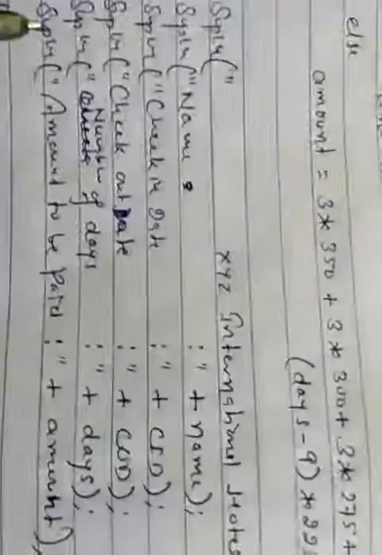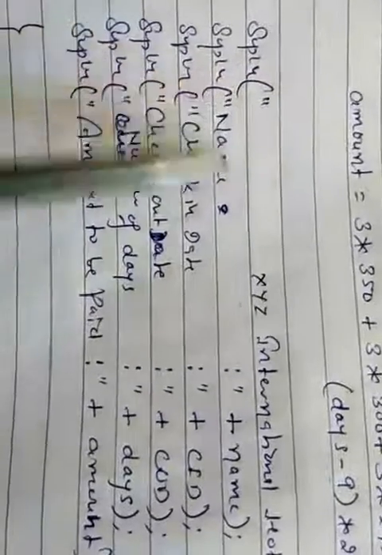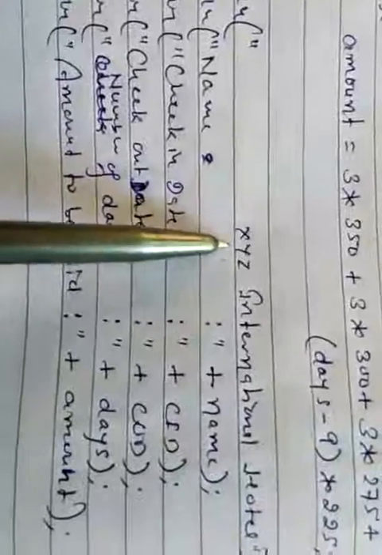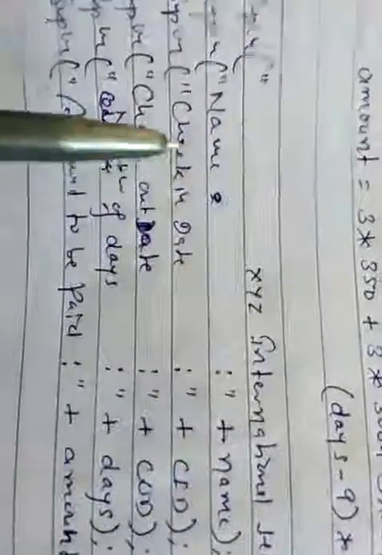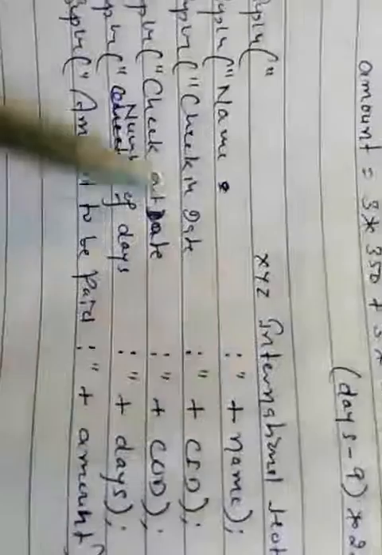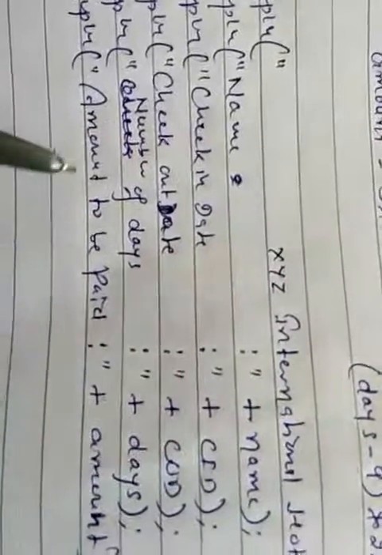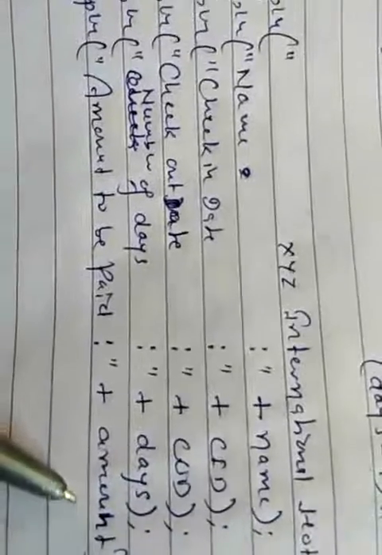And now this is the format of printing the bill. So SOPLN, there is the space, so this will come in the center, the name of the hotel, XYZ International Hotel. In the second line, name equal name, check-in date equal CID, check-out date equal COD, number of days, that is days, and the amount to be paid by the customer, this is the amount.